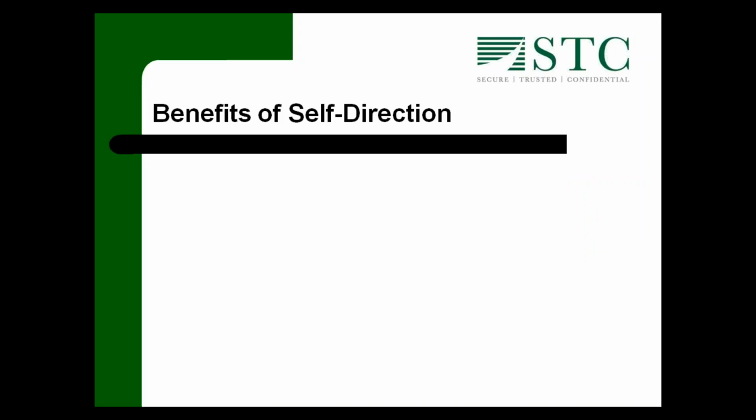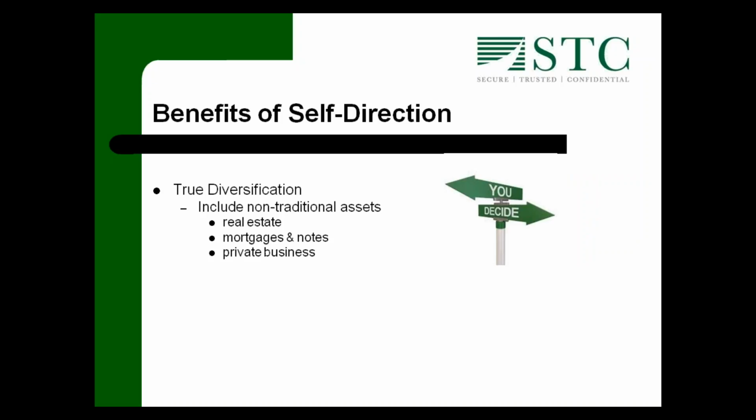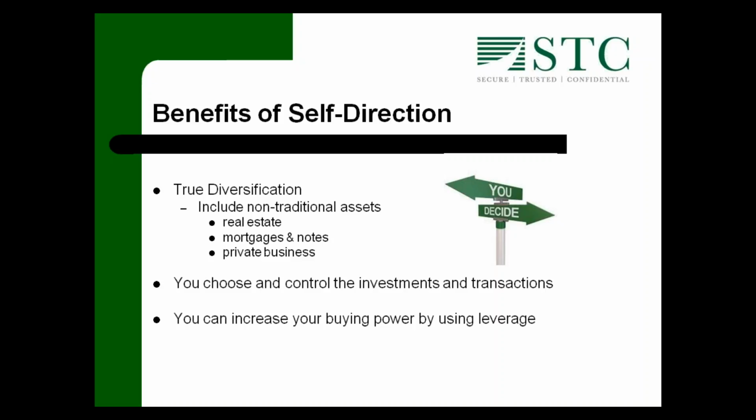Now let me talk a little bit about the benefits of self-direction. Maybe one of the most significant is that you can truly diversify your retirement portfolio. You can include what some consider non-traditional assets like real estate, mortgages and notes, private businesses. So you're not limited to strictly brokerage assets like stocks and bonds and mutual funds. So true diversification, most financial planners think that diversification is very healthy and good for your investment portfolio. As I mentioned earlier, you choose and control the investments in the transactions.